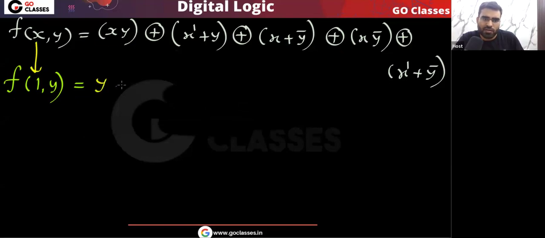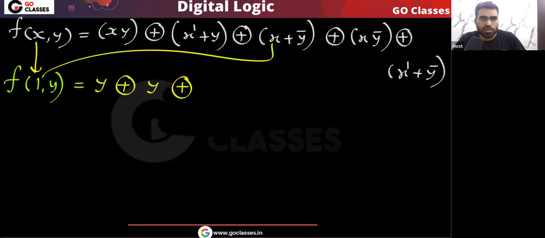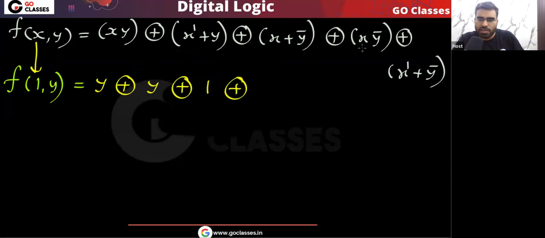What will you get here? f(1, y) is the same as y XOR. Remember, x is 1, so it will be simply y XOR 1, XOR, and then with x equal to 1, you will get y bar XOR 1, so you will get y bar. Okay, this is what you will get.